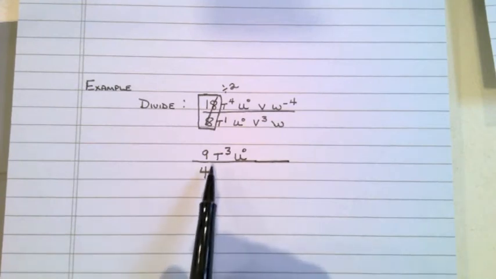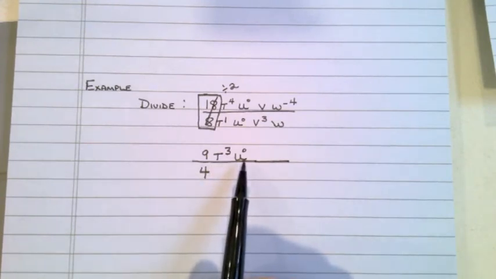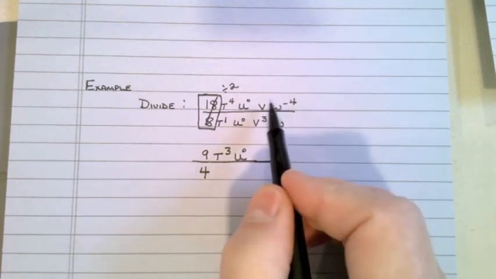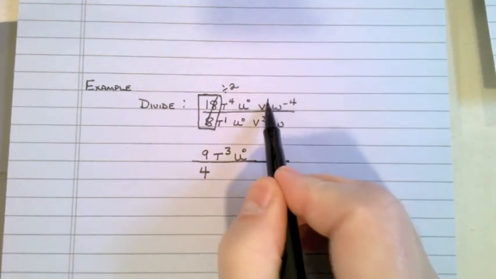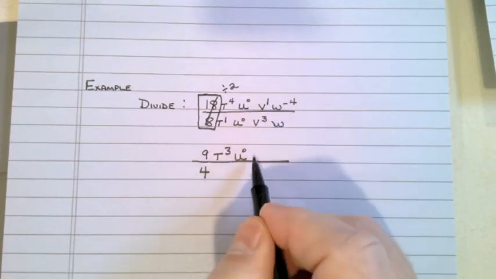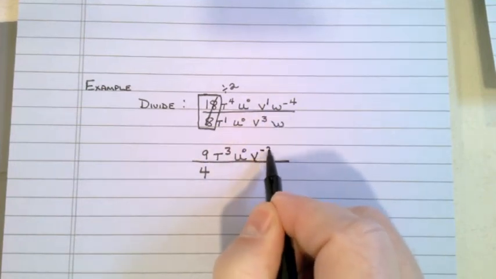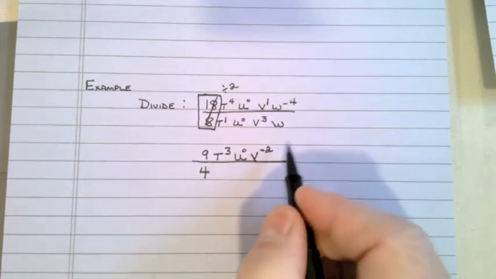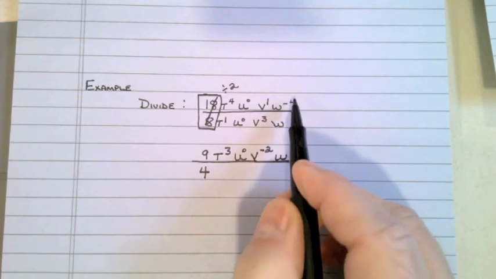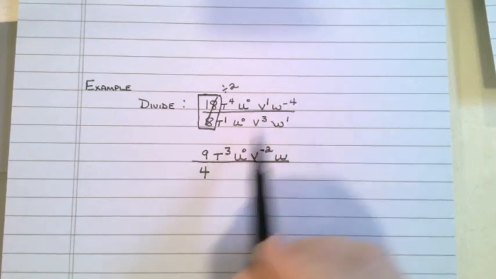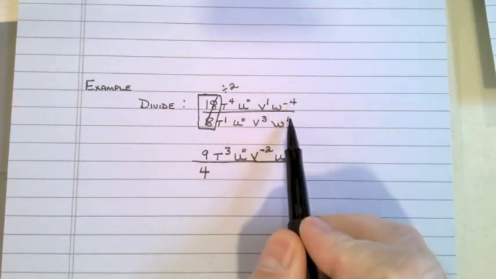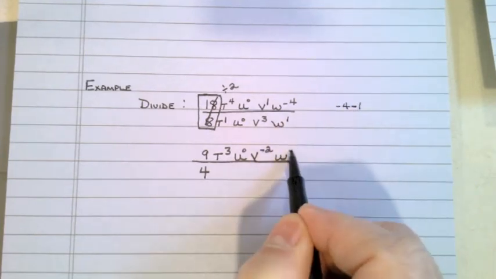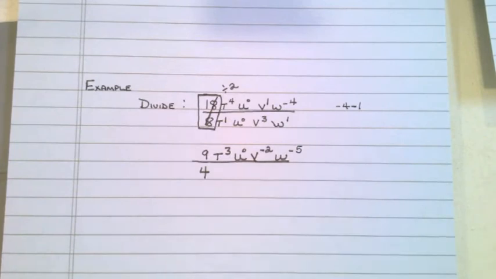Remember, I start off with putting these variables up here in the top, and if it has a negative exponent, that means it needs to be moved into the bottom. I subtract these exponents. There's a 1 right there. 1 minus 3 is negative 2. V to the negative second power. I write down w. I subtract these. Remember, there's a 1 there. So this is negative 4 minus 1. Negative 4 minus 1. That's going to give me negative 5.